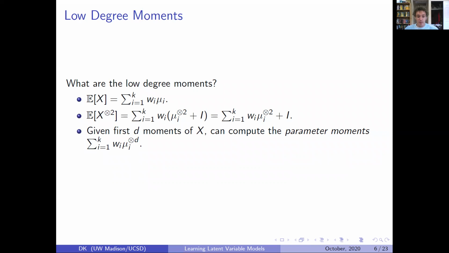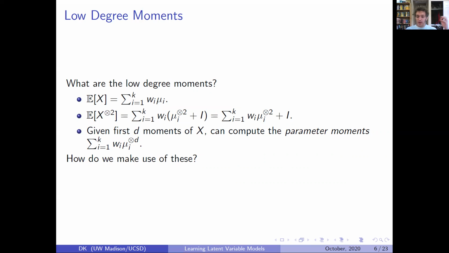That is the sum i going from 1 to k of w_i times mu_i to the tensor d. Basically, this is what your first d moments would be if you looked at the corresponding distribution just over the means of the components rather than the actual Gaussian center of the components. And so you can compute the moments of this particular discrete distribution. Okay, so these are the moments we can hope to compute.